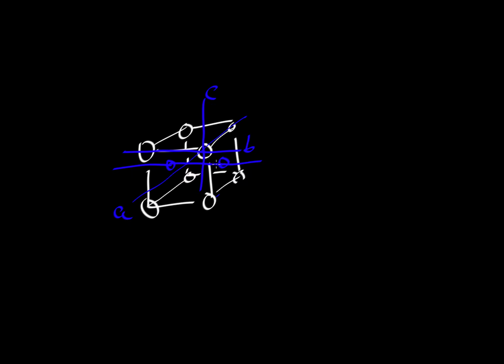So if we have atoms on the B faces, positive B and minus B, then that would be something that we would refer to as a B-centered unit cell. So we have all these designations. Let's take a look at some point group symbols.